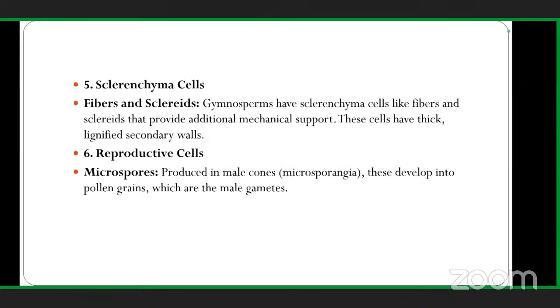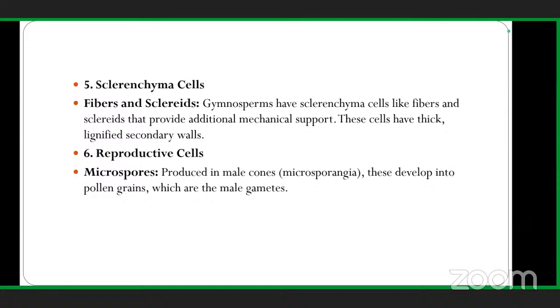Next is sclerenchyma cells. These are fibers and sclereids. So gymnosperms have cells like fibers and sclereids that provide additional mechanical support. Collenchyma cells provide support, but these cells will also enhance the mechanical support. These cells have thick, lignified secondary walls, whereas collenchyma have unevenly thickened primary walls, but here you will find secondary walls.